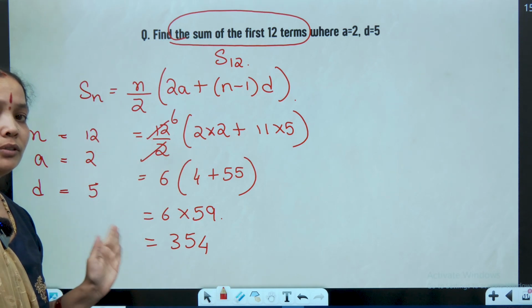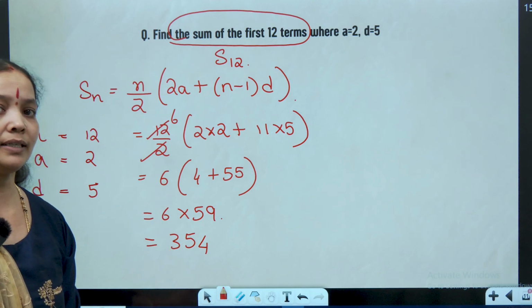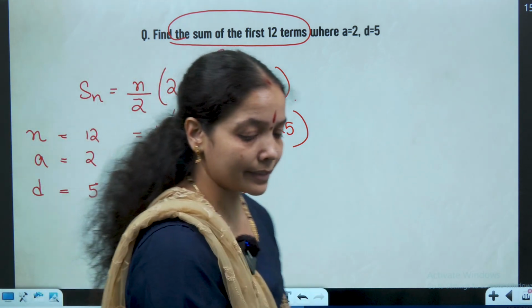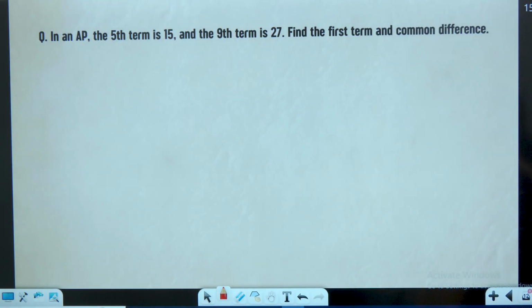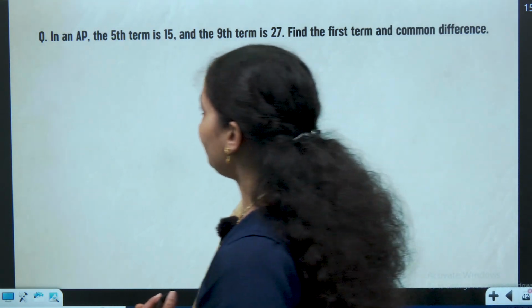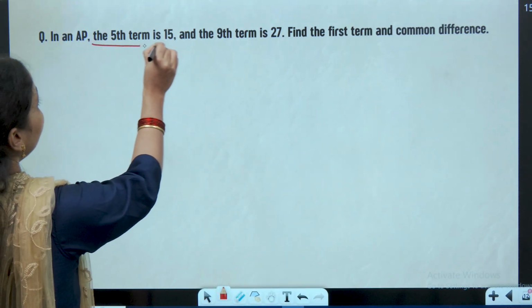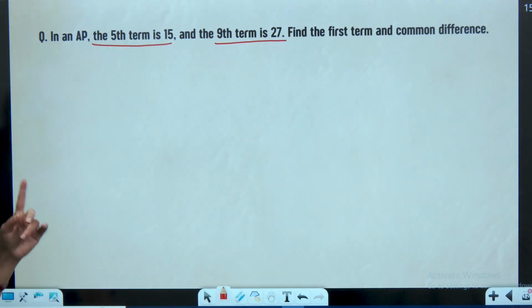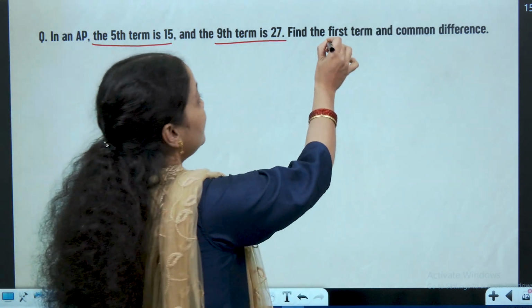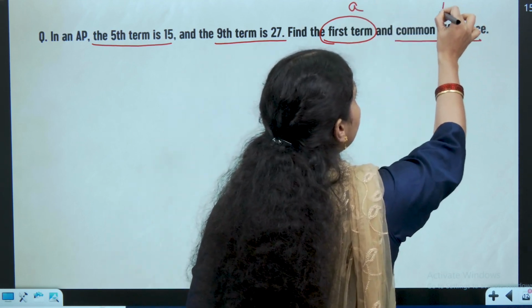If you don't have all those, just think how you can bring it up from the given question and then continue with the answer. Okay. Next, we will go to the next question here. In an AP, the 5th term is 15. This is my highlight: 5th term 15, 9th term is 27. What are they asking me? They are asking me to find the first term, that is A, and the common difference, that is D.